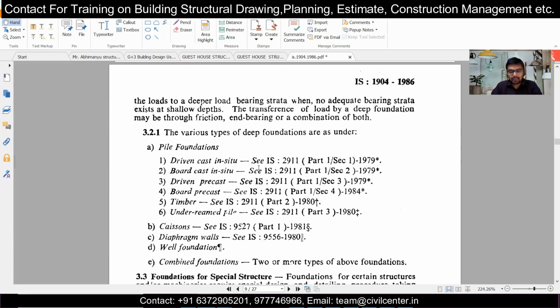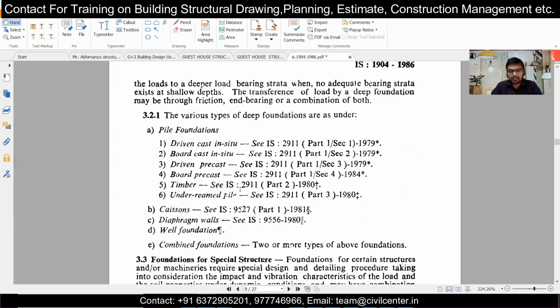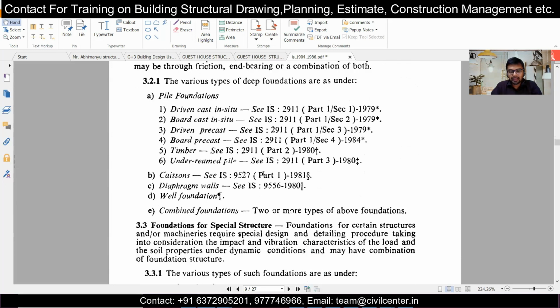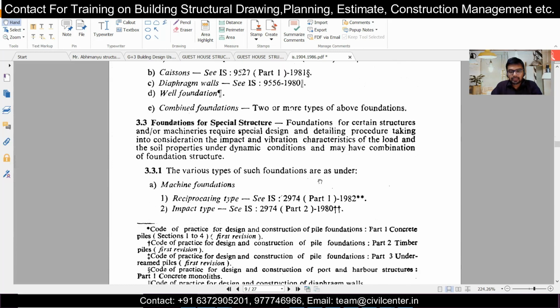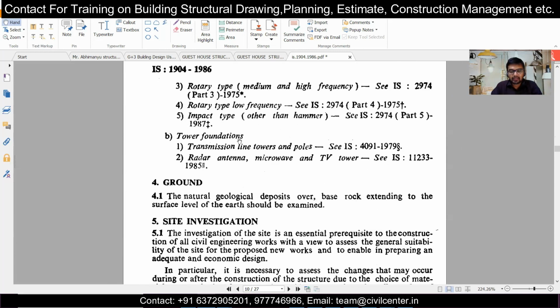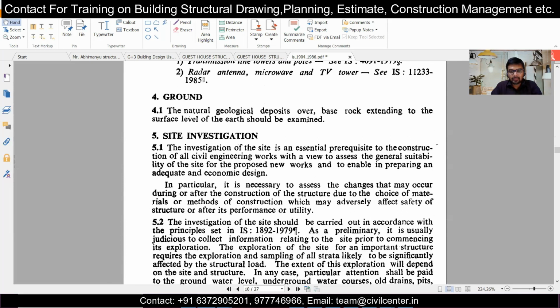For piles, we have various types, and for each pile we have a part of our IS codes. IS 2911 is for all the piles, and Part 1 is for cast in situ piles, Part 1 Section 2 is for bored cast in situ piles. Like this, you have all the other piles, as you can see here. These are the types of piles, and we also have foundations for special structures like machines and towers.